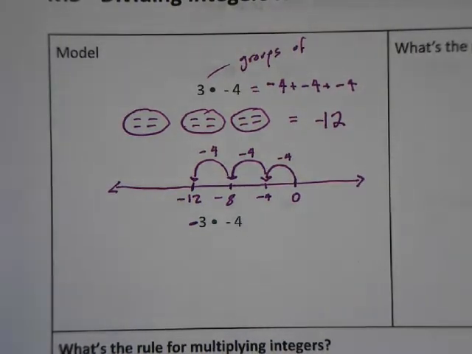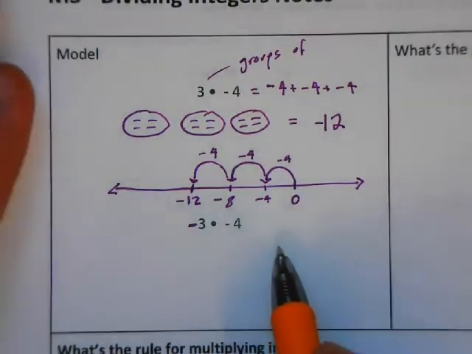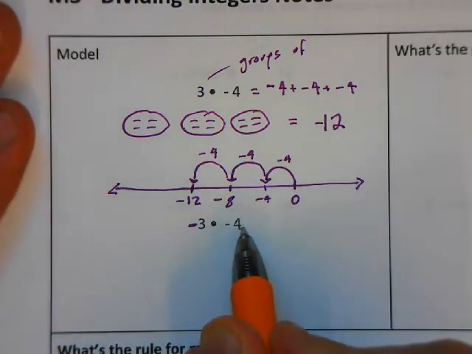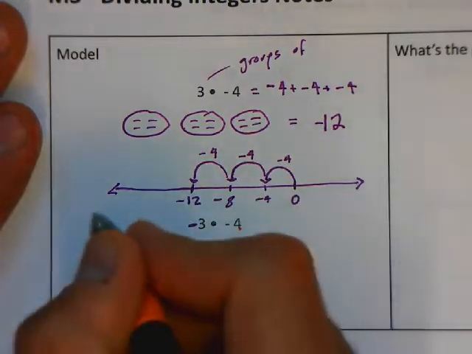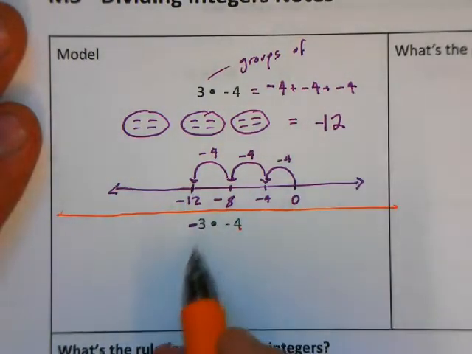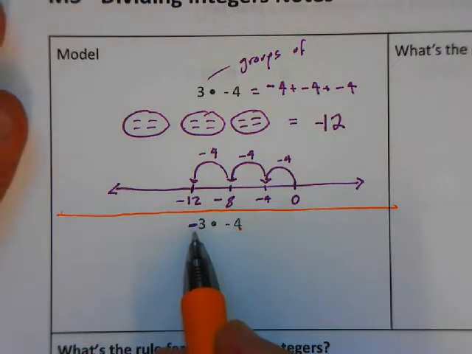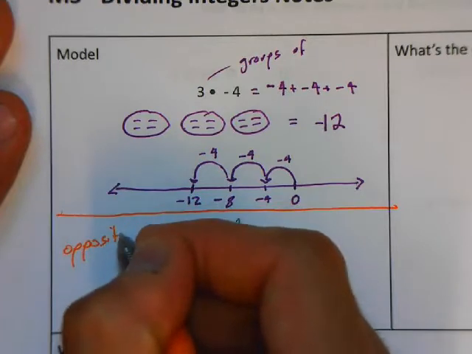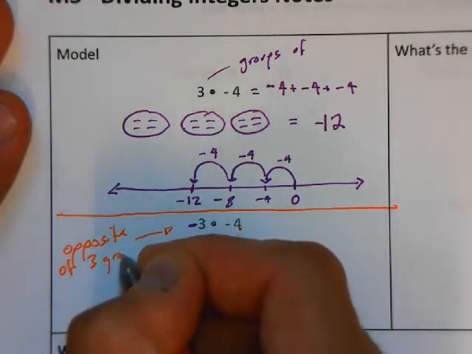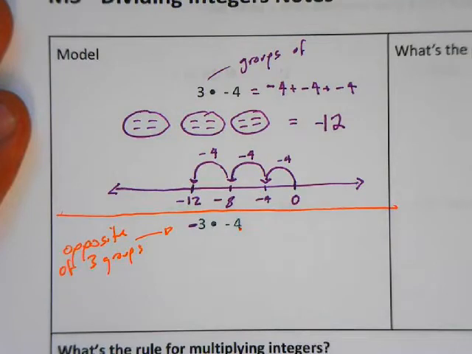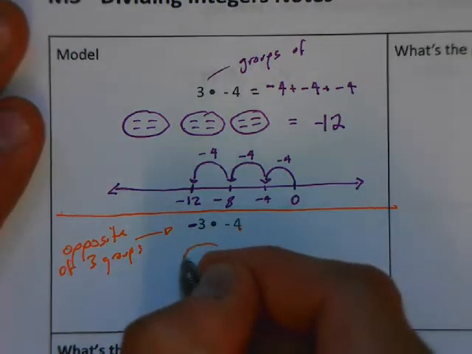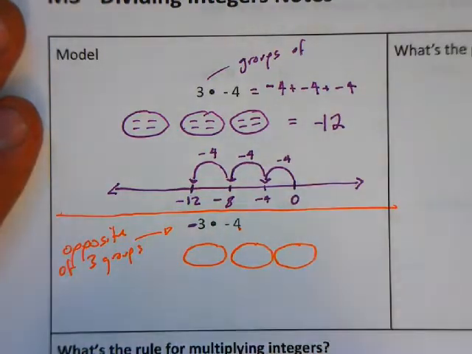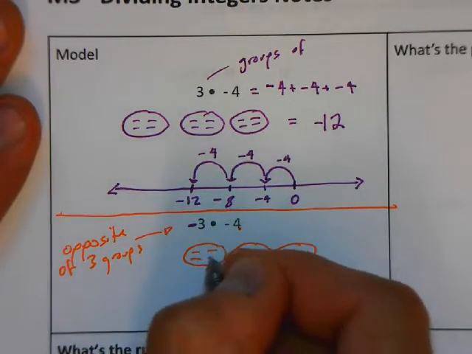Okay, let's look at the next problem. I'm going to use an orange pen this time. Negative 3 times negative 4. If I'm thinking about modeling this, I can still think about this as saying I've got 3 groups, but the negative outside is like saying I've got the opposite of 3 groups. I know that's a little bit weird, but how that works out, it's like we're saying, okay, I've got 3 groups, and in each group there's negative 4.